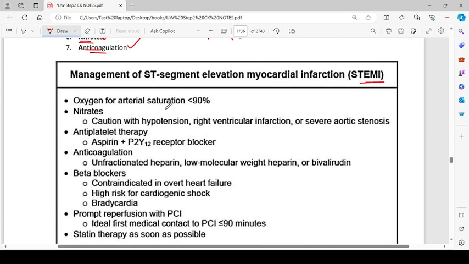How do we manage that? Firstly, we have to give oxygen for arterial saturation less than 90%. If it is less than 90%, we have to give oxygen.